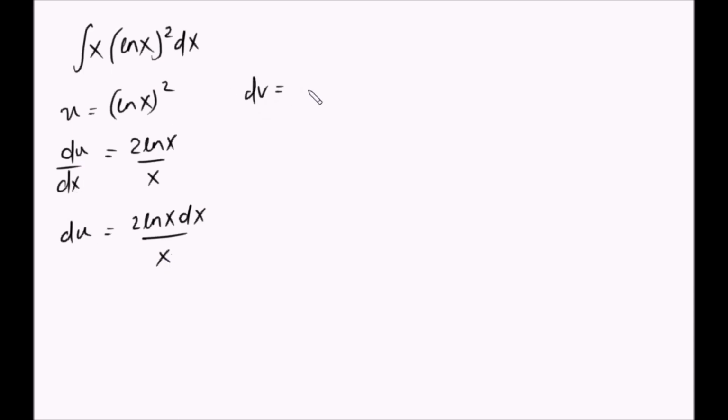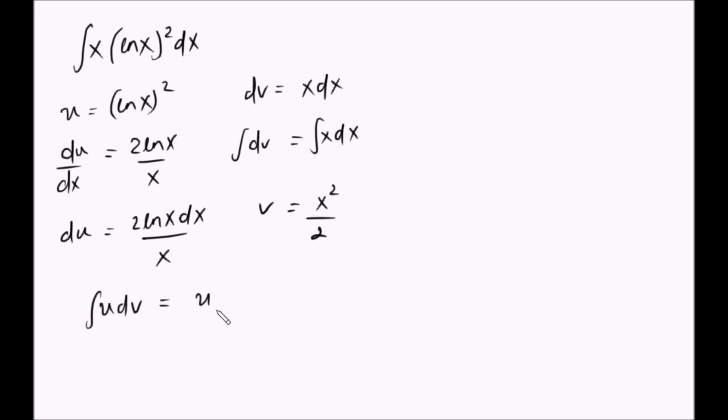Now dv ni sawa na nini? Huyu. So if I integrate both sides, I'm gonna get v sawa na x squared over 2. So as usual, c usiweke kwanza. So now remember integration by parts nishaifuta, but I'm gonna rewrite it. Ni sawa na uv minus v du.